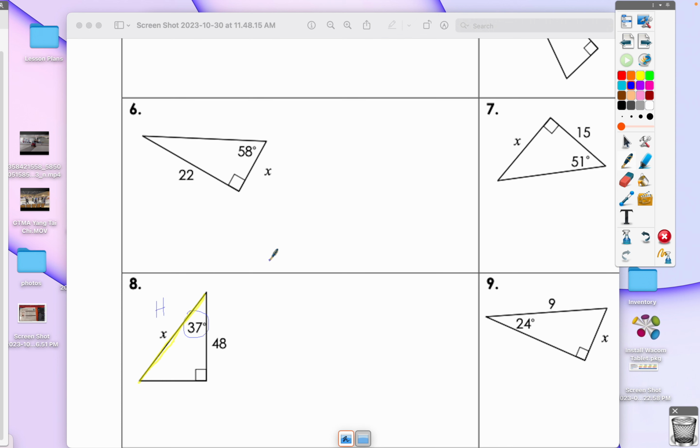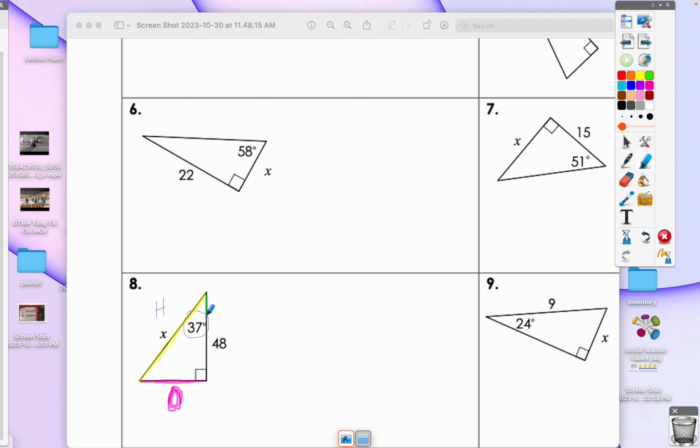All right, the third thing I have you guys do is to locate the opposite. The opposite is the side that does not touch the 37-degree angle. It is across from the 37-degree angle. I'm making this the opposite side. Good Lord, I can't talk today. Opposite side.